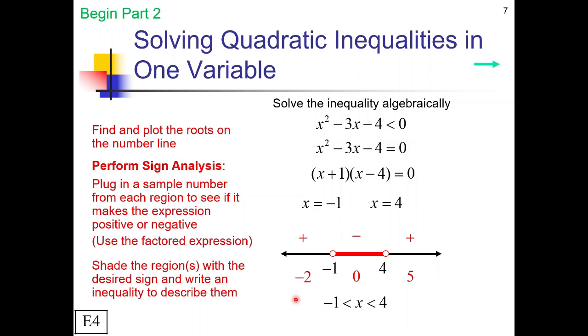Now, if I had shaded the regions over here on the left and over here on the right, then I would have written x is less than -1 or x is greater than 4. So you need or when you have kind of a split area.